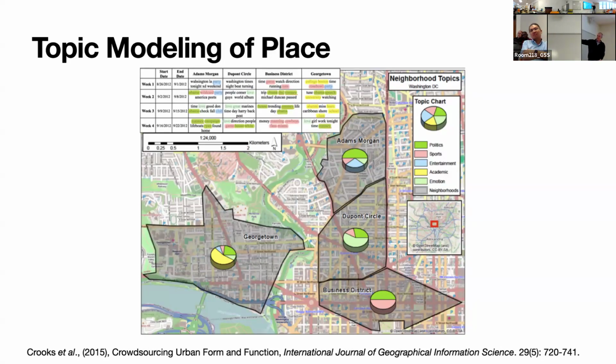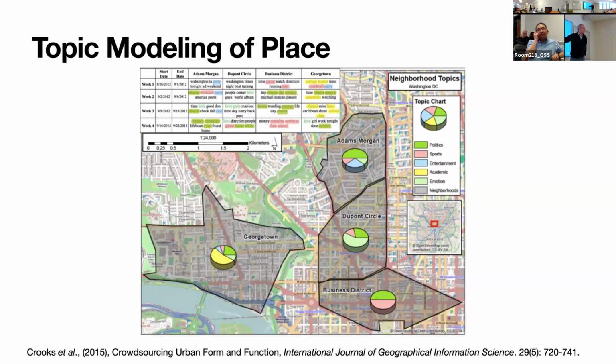So this is part of DC. We have Adams Morgan, DuPont, this is a business area, this is not for the White House, and you sort of see, looking at people's posts, you can see people in the business area talk about politics and sports. Sort of makes sense, right? It's DC. Look at Adams Morgan, again politics, again it's DC. But they also talk about entertainment, because Adams Morgan is where you go out for drinks after work, and there's bands and music and things like that.